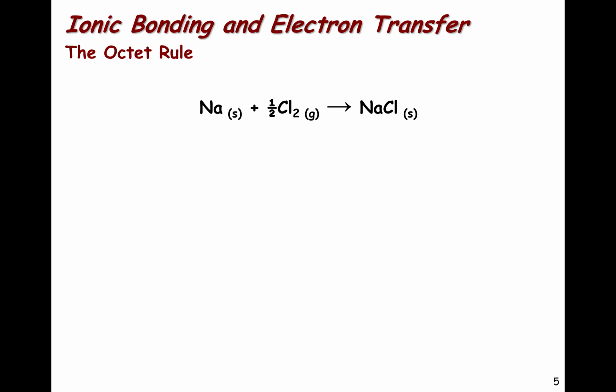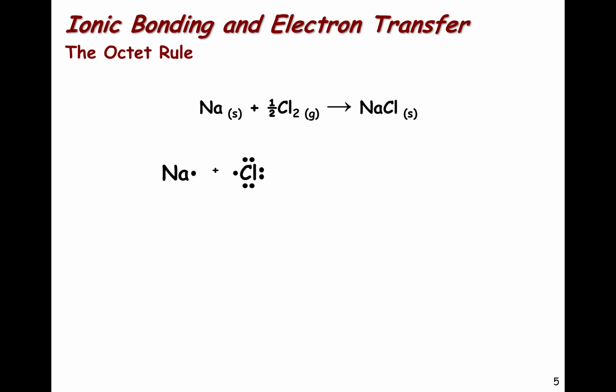To represent this chemical reaction between sodium and chlorine, we can use the Lewis dot approach and understand what is going on in terms of the valence electrons. Shown here are the Lewis dot structures for sodium and elemental chlorine. It turns out that the sodium atom has one valence electron, whereas an isolated chlorine atom has 7 valence electrons.